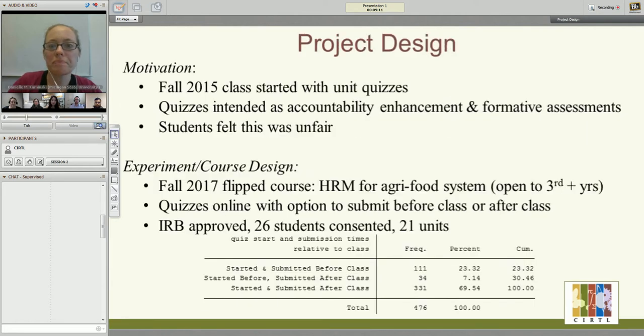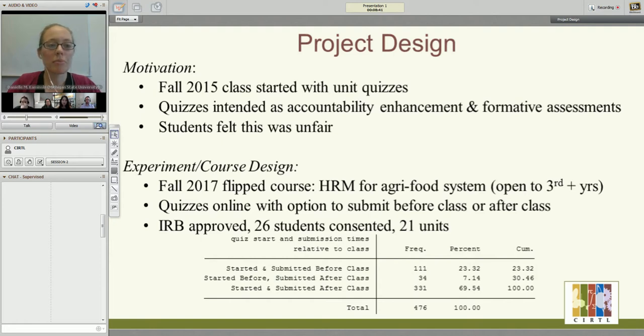Next slide, please. So specifically, in the fall of 2015, I was a TA for a flipped classroom for juniors and above who were majors in agribusiness, and the course was specifically on human resource management. The way that the instructor had established the class was that there were 3 assignments for every module. Class began with a unit quiz, which was multiple choice.